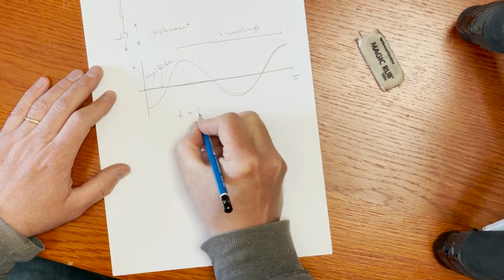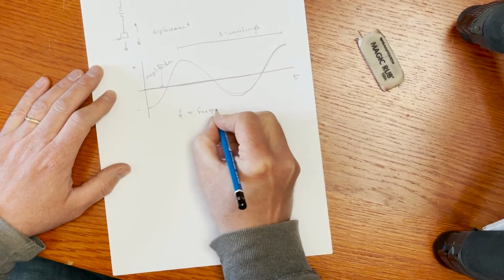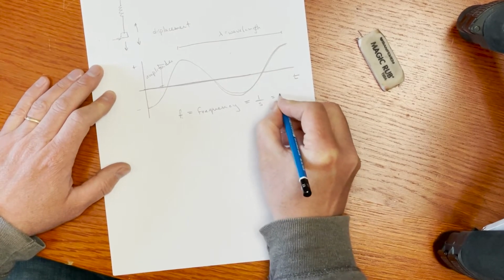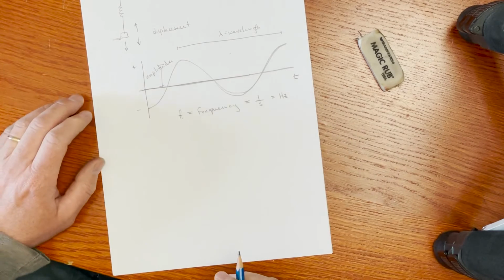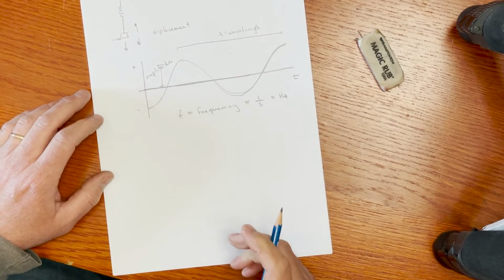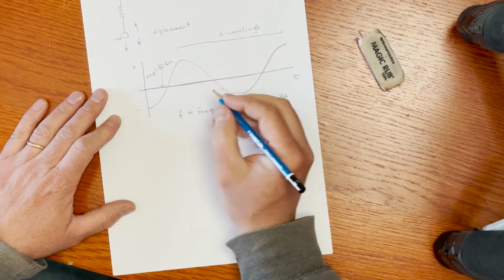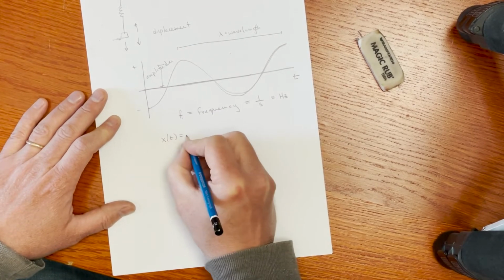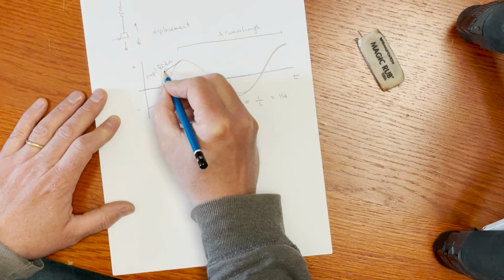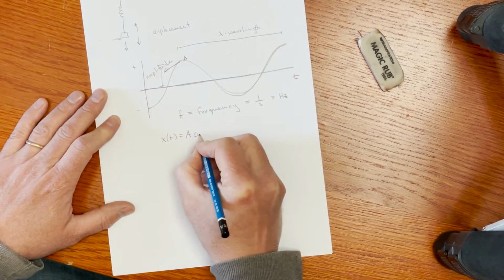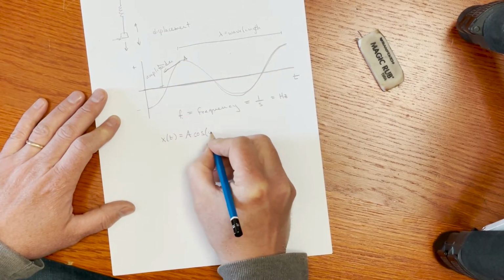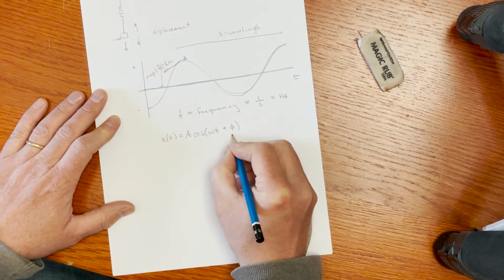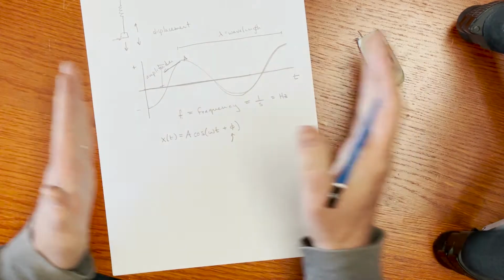So the frequency is measured per second, and we call that a hertz. So it's 1 per second, and that's a hertz, Hz. And we can describe this entire wave as something with a given amplitude, so that's our amplitude A, times the cosine of omega t plus some phase constant. And the phase constant just shifts this wave back and forth.